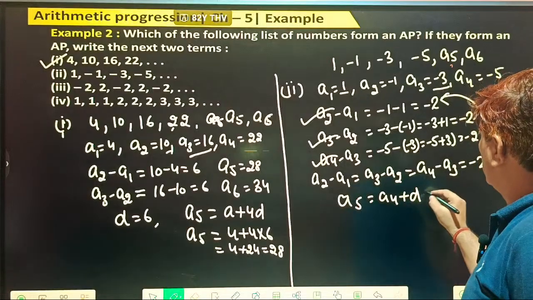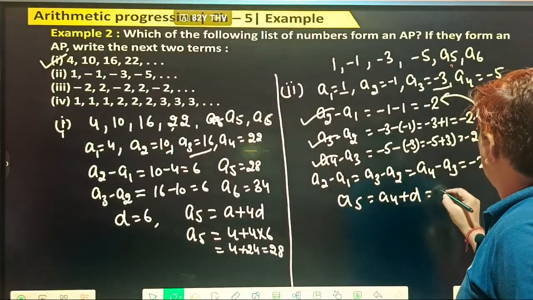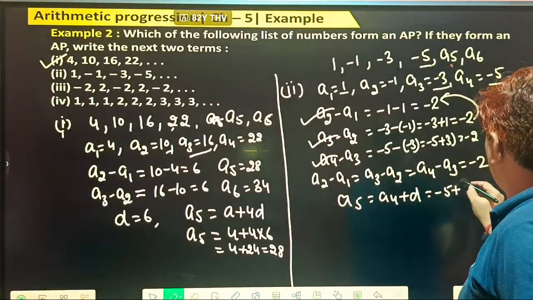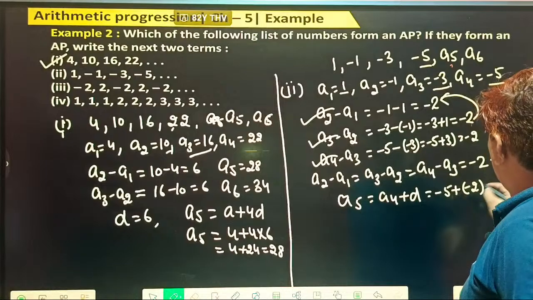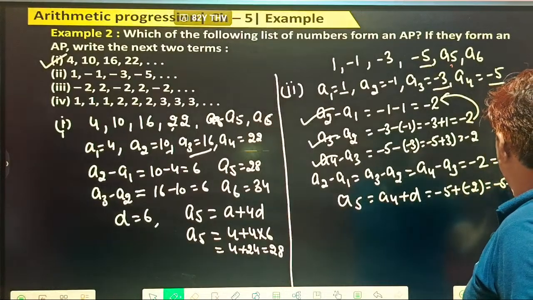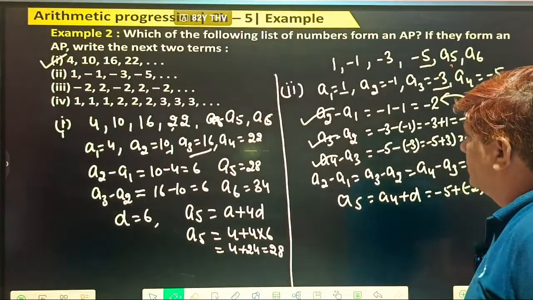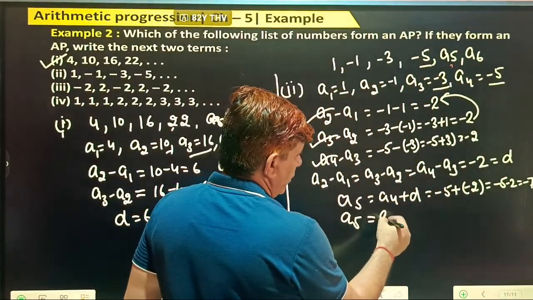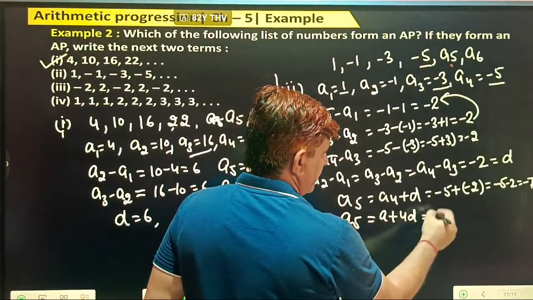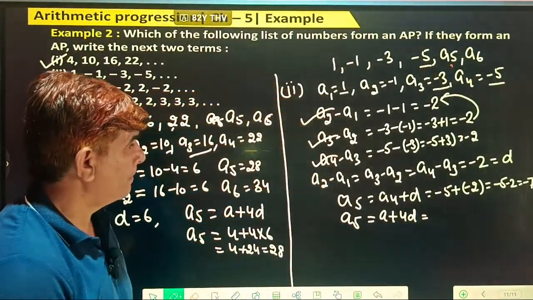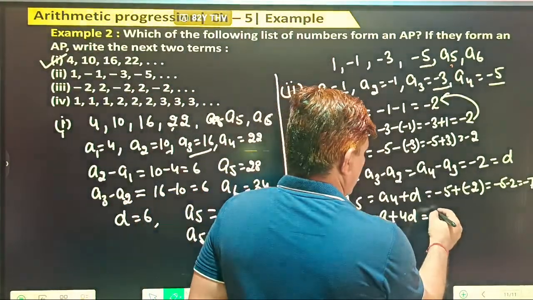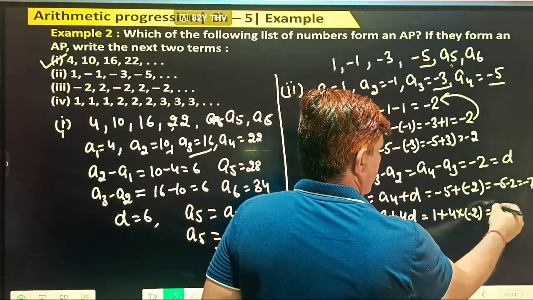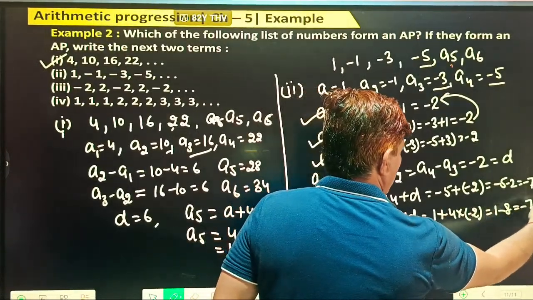A4 is what? A4 is -5. -5 plus -2, D is this. So how much does it become? -5, -2, -7. One more way by which we can find out A5: A5 equal to A plus 4D. What's your A? 1. 1 plus 4 into D, which is -2. So 1 minus 8, again -7.